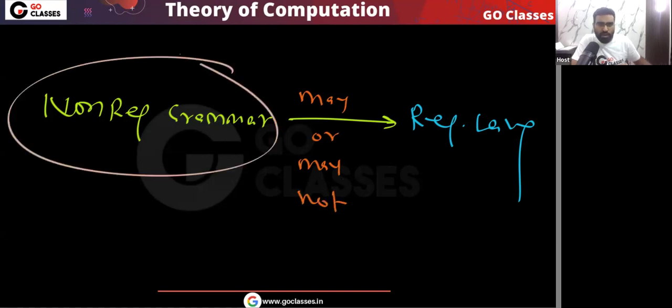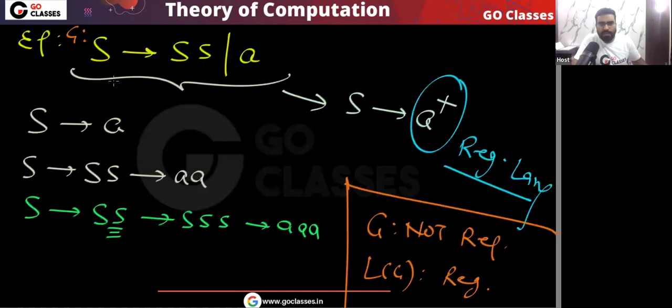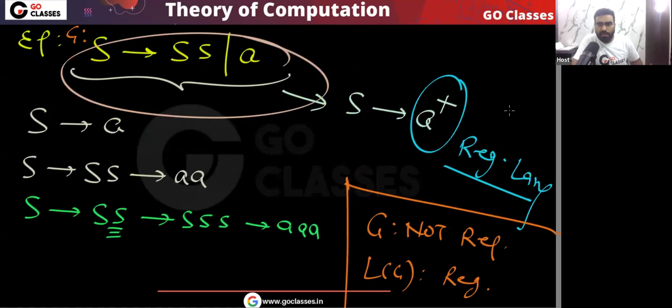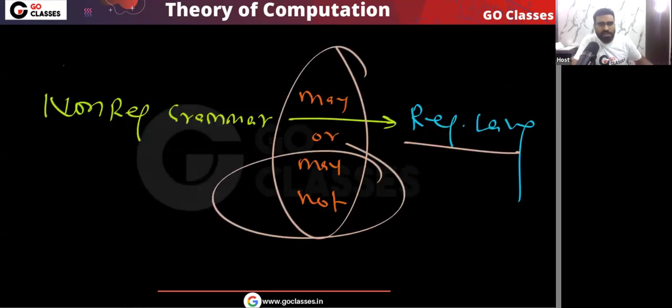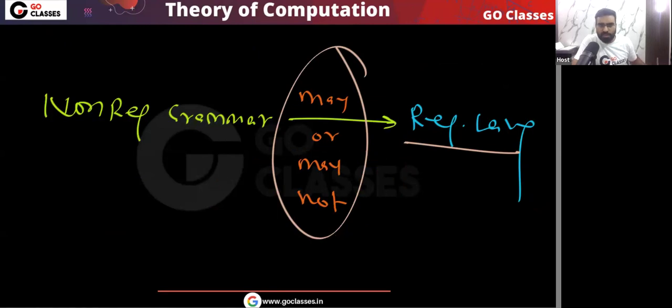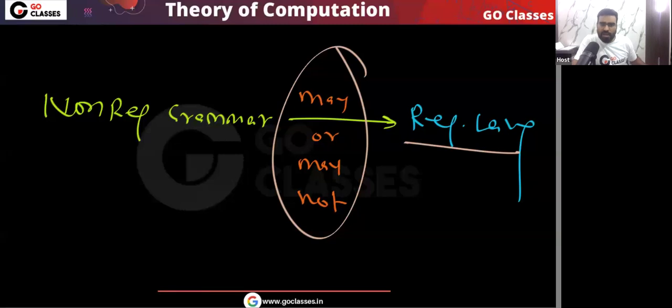Let me tell you, it is may or may not. Means if you have a non-regular grammar, then it may or may not generate regular language. It may generate regular language. For example, here the grammar is non-regular, but it is generating regular language. Or it may not generate regular language. Let me give you this example also where non-regular grammar will generate non-regular language. So consider this grammar.